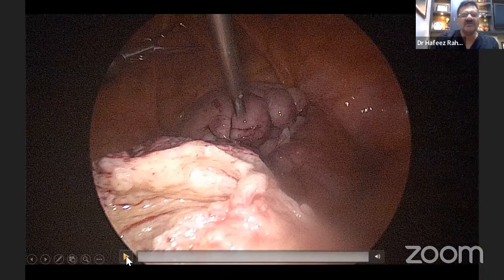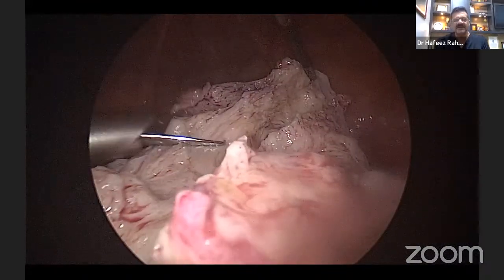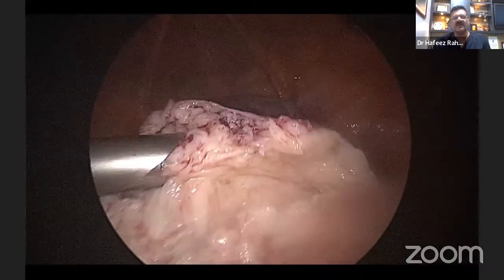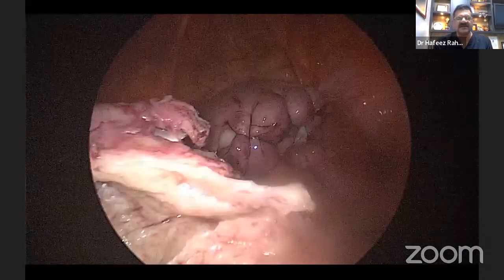Now, sometimes when you use the morcellators, you can see what happens here in a morcellator. This is a non-in-bag morcellation. Nowadays, it has all become in-bag morcellation, so these problems of bowel injury are much lesser.